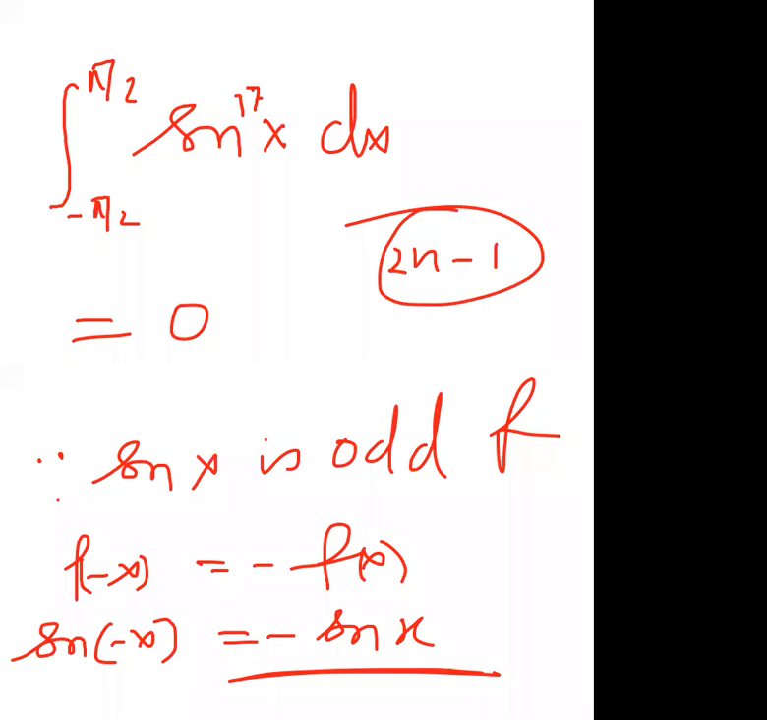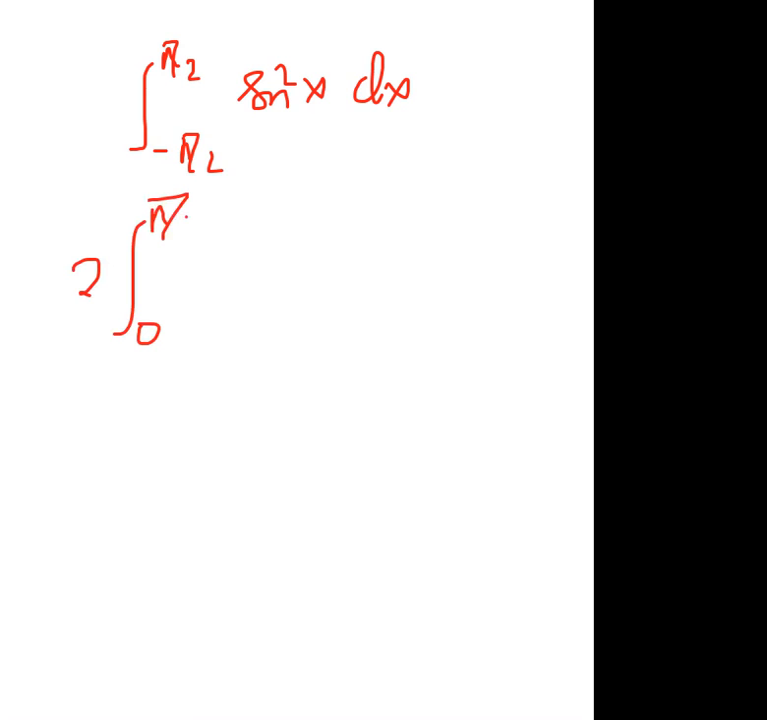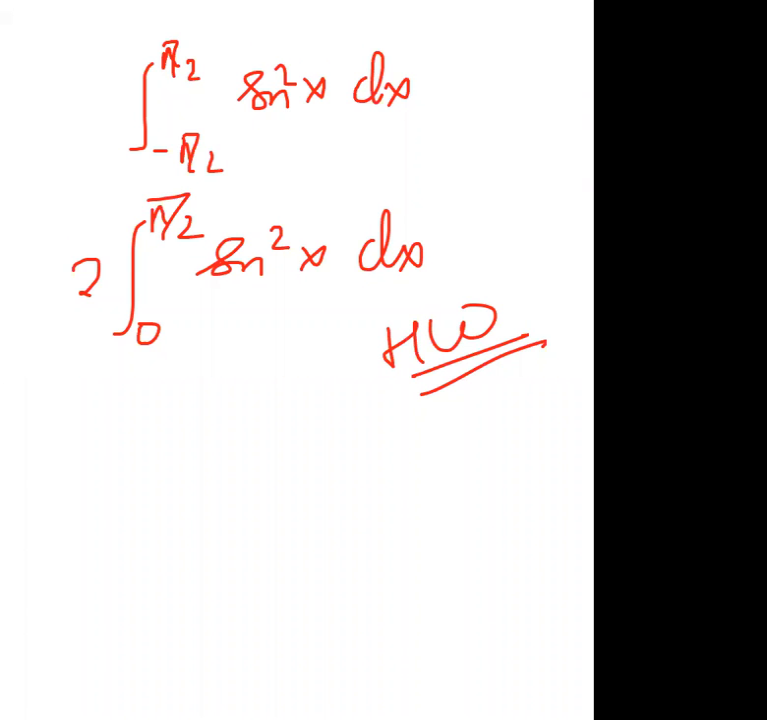But if the same question comes as integral from -pi/2 to pi/2 of sin square x dx, now this is an even function, and in that case it will be 2 times the integral from 0 to pi/2 of sin square x dx. Now sin square x, we know how to solve this. We need to apply the cos 2 theta property, and with that we will be able to do this question.